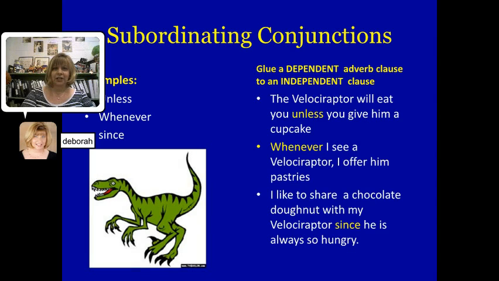A second type of conjunction is known as the subordinating conjunction, and these are examples like unless, whenever, and since. What they do is glue a dependent adverb clause to an independent clause, and we'll talk a little bit about the difference between those on the next slide. So, the velociraptor will eat you unless you give him a cupcake. Whenever I see a velociraptor, I offer him pastries, and I like to share a chocolate donut with my velociraptor since he is always so hungry.